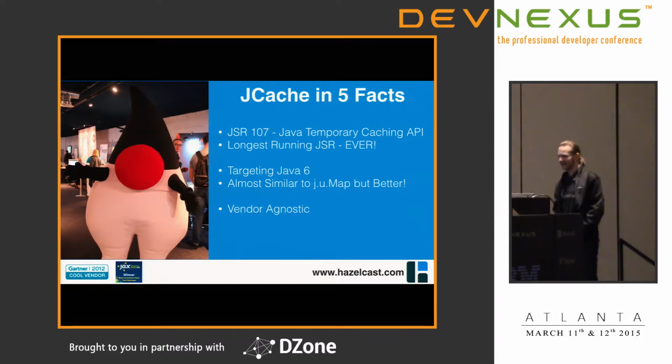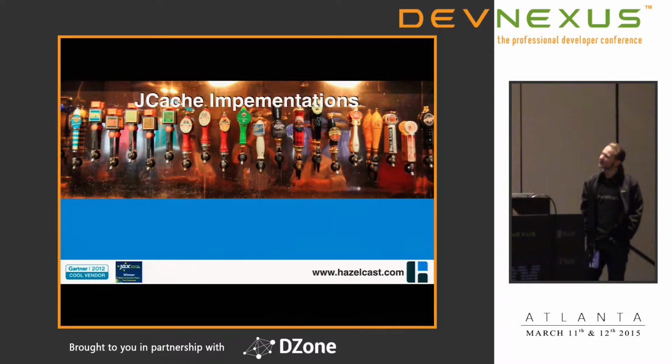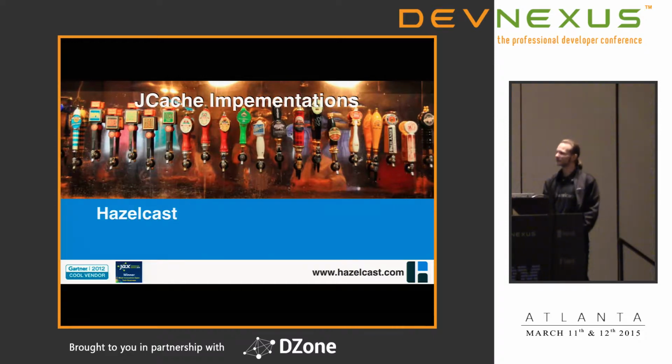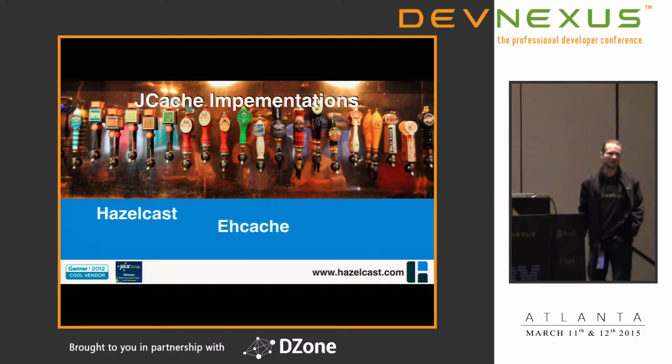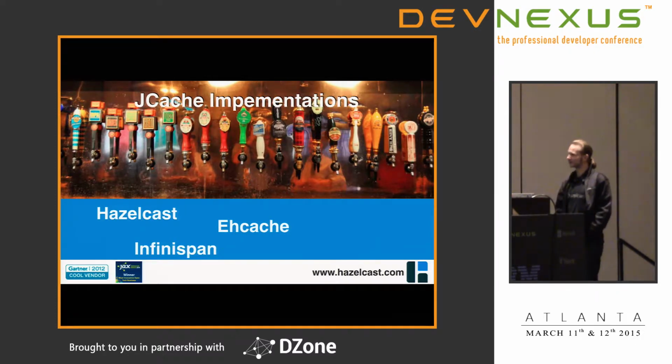So as I said, I'm working for Hazelcast. So there are different implementations. Obviously, the first one for me is us. We have 2 members in the expert group, me and Greg Luck. There's Ehcache, which most of the people already know. There's Infinispan. Oh, I missed Infinispan in the beginning, right? So Red Hat, and Coherence.